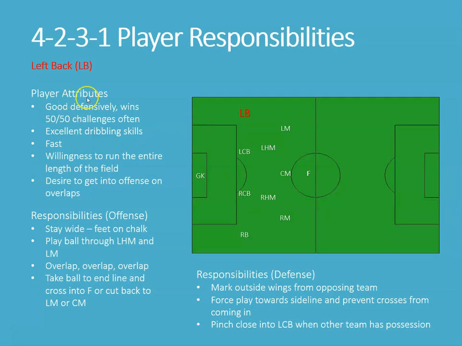What we're looking for in player attributes: they need to be good defensively. They need to win the 50-50 challenges quite frequently, and need to be able to break down and not lose the ball from a defensive standpoint. Excellent dribbling skills to be able to go up the sidelines at pace, must be fast. Willingness to run the entire length of the field. As you'll see in a moment, there's the whole edge of the field that we're going to be able to cover with our left and right backs.